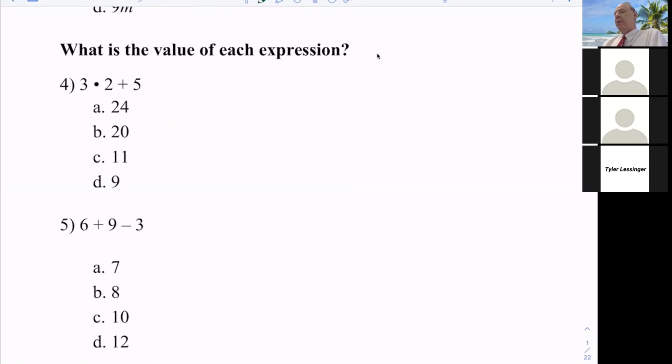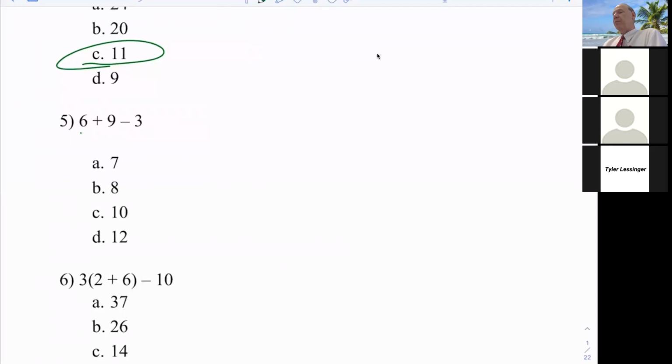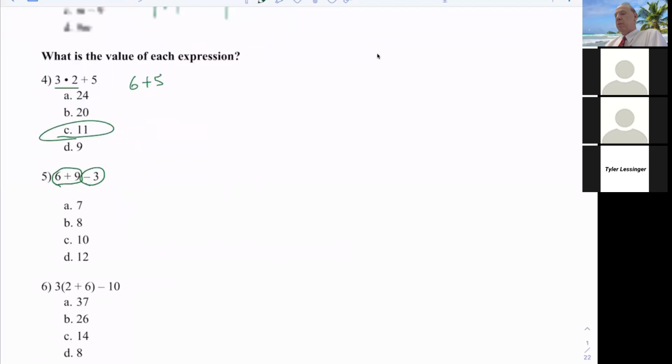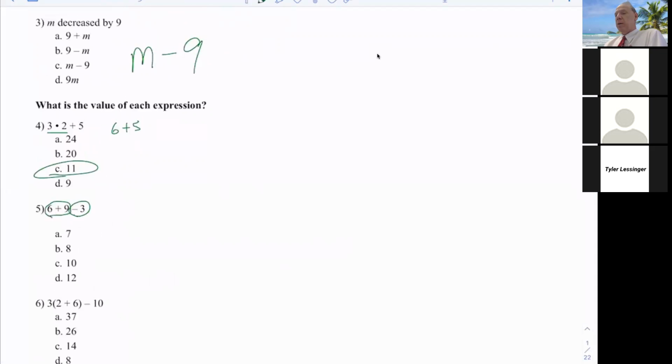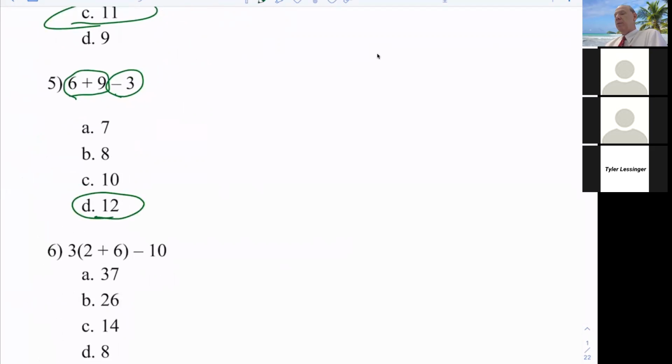All right, yes, PEMDAS, 3 times 2 is 6. 6 plus 5 today is 11. All right, number 5, again, going from left to right, 15 minus what was 3? Say it again. What did you think it was? I got it right. Okay, we're back on number 5 again. 15 minus 3, 12. All right.